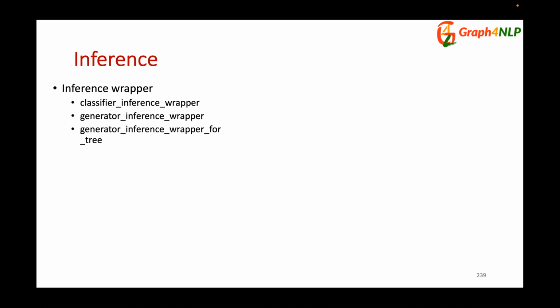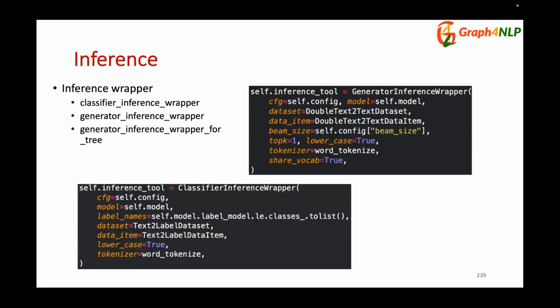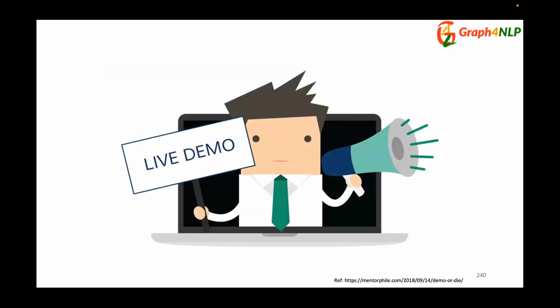Let's talk about the inference wrapper. We also provide APIs to enable online deployment. This is basically raw data in and final predictions out. We provide inference wrappers for both the classification task and the generation task. So that's the introduction for the module level APIs.